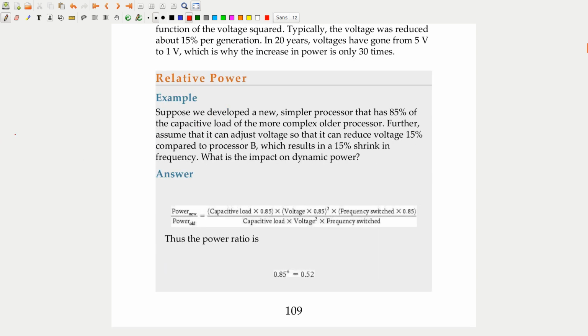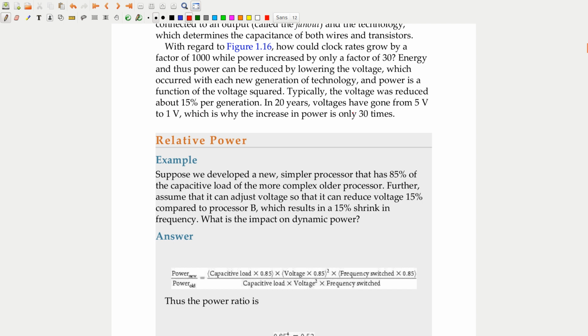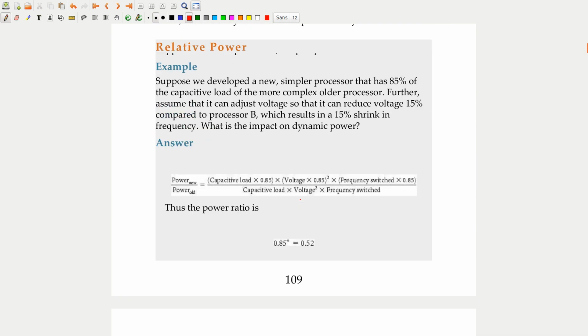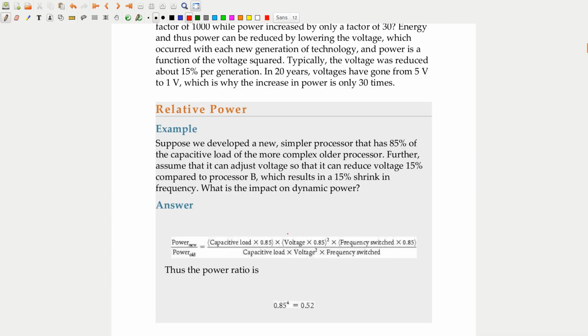So we do some calculations on relative power here, and this is basically just calculating power new, putting it over power old. So that's how we get relative power. It's exactly how it sounds like. It's the power of some new relative to the old power, and then they plug the equations above in with the values they define. Okay, that makes sense.